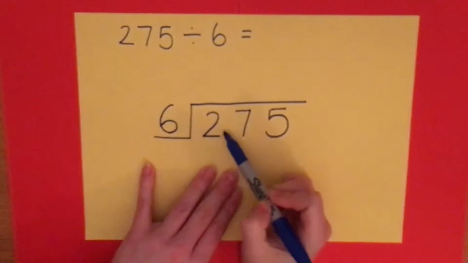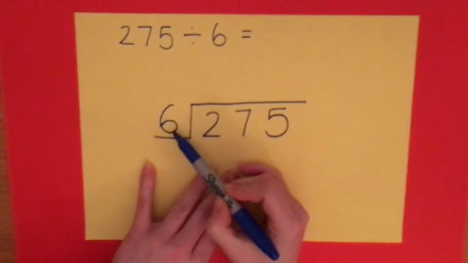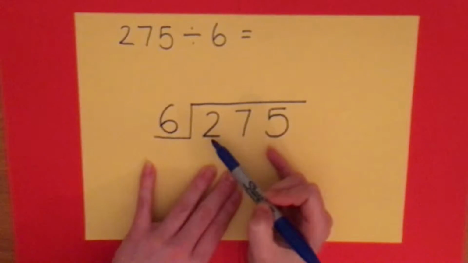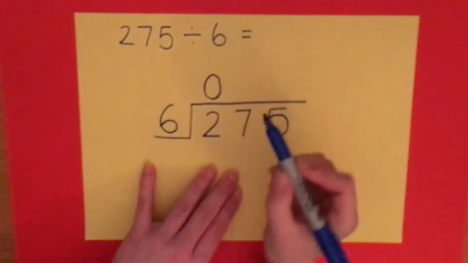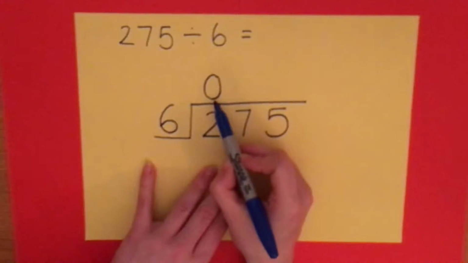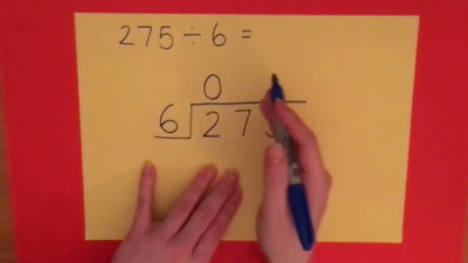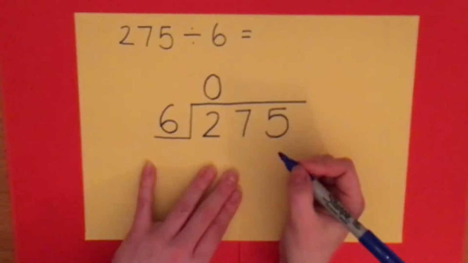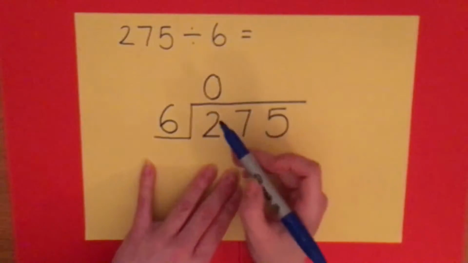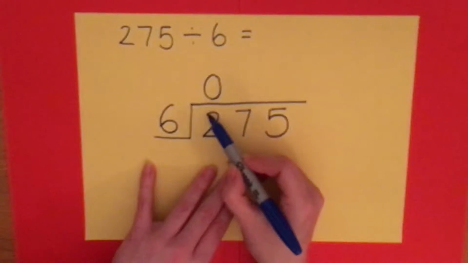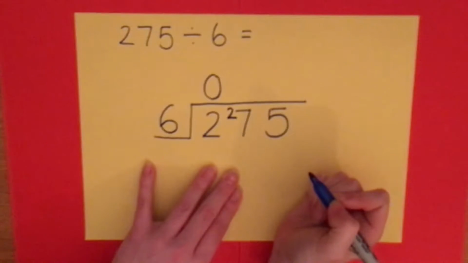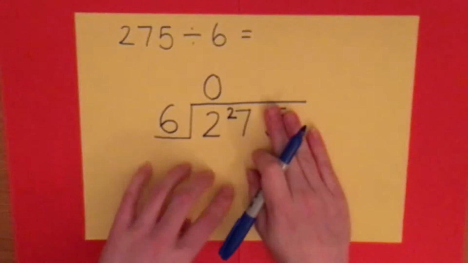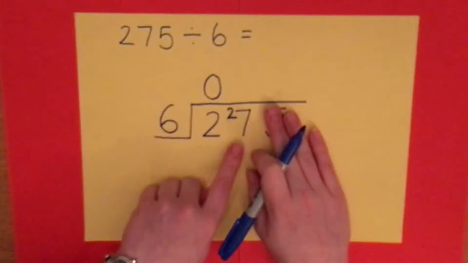So remember that we're just going to look at the 2 by itself. How many 6s make the number 2? Well, 6 is already too big, so that's got to be a 0. And it's really important to put the 0 in because sometimes your answer will move up and down the columns and it starts to get confusing. So because 6 times 0 is nothing, I've got 2 left over, and that's going to carry over to make 27.